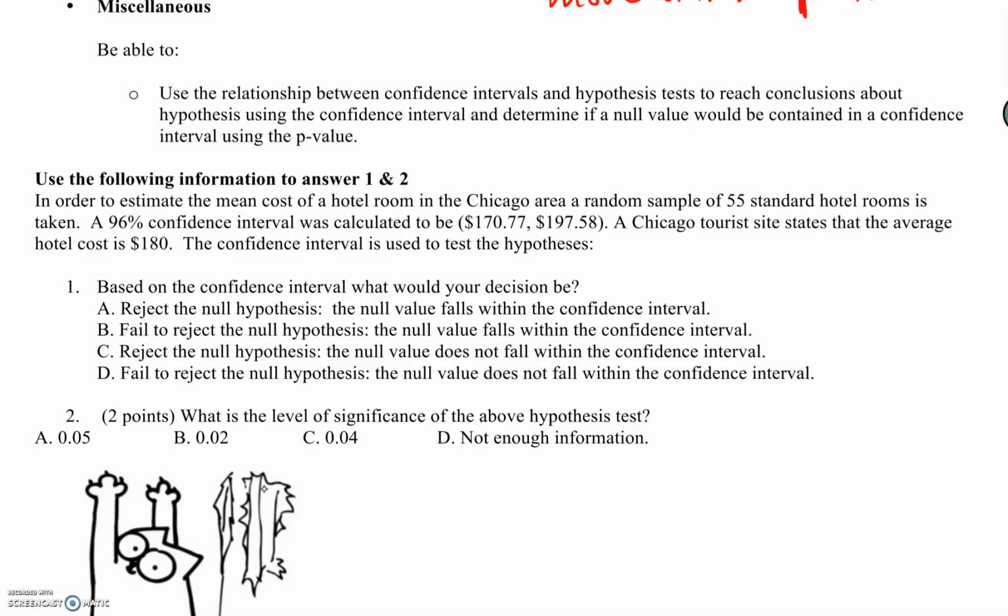So here we can see we've been given a confidence interval and we've been told that there's a tourist site that says the average is 180. Looking at our interval, well, we can't say it's not 180, right? It is possible that it's 180. So if it's possible that it's 180, we would fail to reject the null. We cannot reject this. We would be able to reject if it wasn't in there. So right off the bat, B and D are the only two that make sense. And then it actually says the null value falls within the interval. There you go.